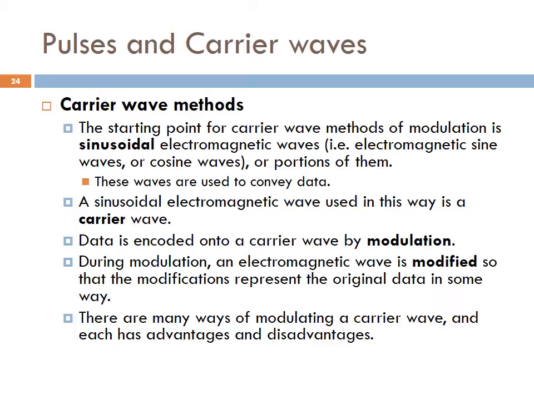Data is encoded into a carrier wave by modulation. During modulation, an electromagnetic wave is modified so that the modifications represent the original data in some way. There are many ways of modulating a carrier wave, and each has advantages and disadvantages.